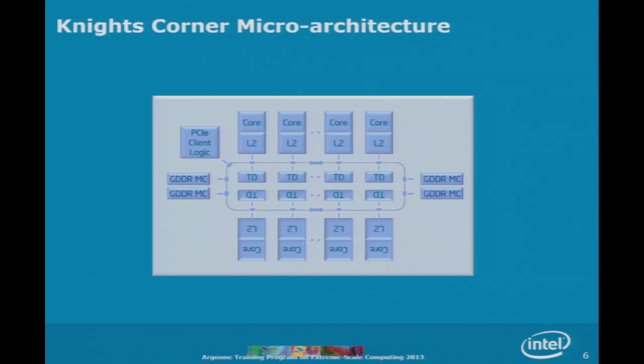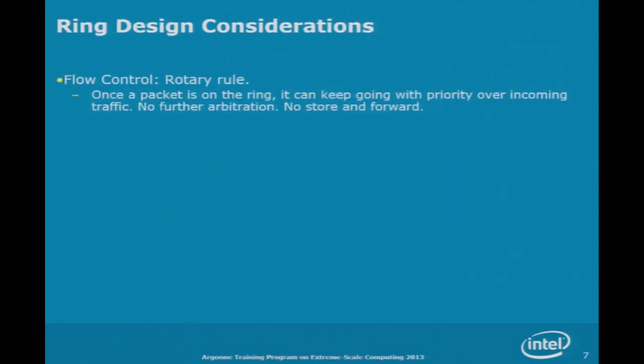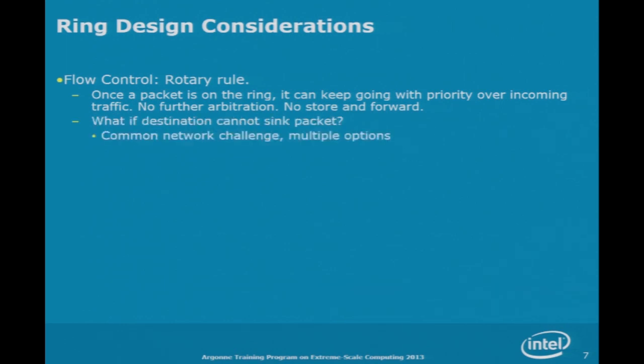But actually, this shows that the ring interface scales to about 60 cores. So you have like 60 stops on this ring, and it works pretty well. So here are some ring design considerations. The one is flow control. We use what's called the rotary rule. You only arbitrate once, to get on the ring. Once you're on the ring, you have the right of way, and you can just zip right along. This allows you to take a single cycle per ring stop, and there's no store and forward, no further arbitration in the ring.